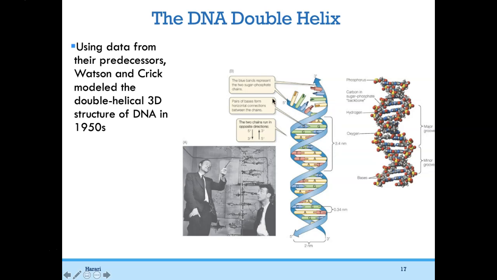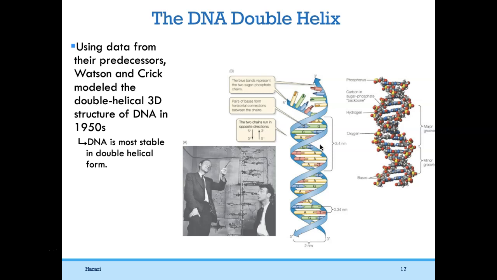They said that the bases must form the horizontal rungs of the ladder, so to speak. Like the steps of the ladder are the complementary bases, right? Where the sugars and phosphates form the backbone of the DNA. So this conclusion was kind of the final piece of the puzzle to figuring out the structure of DNA.